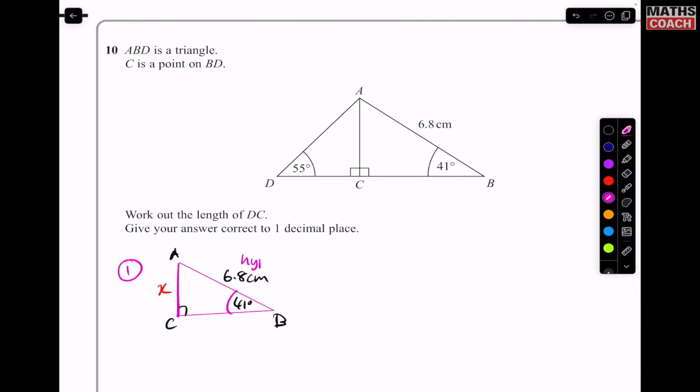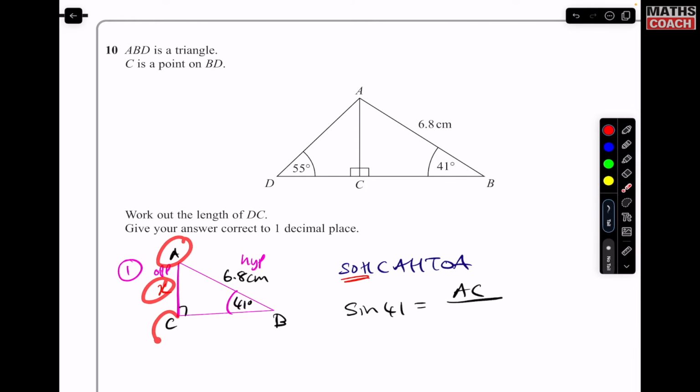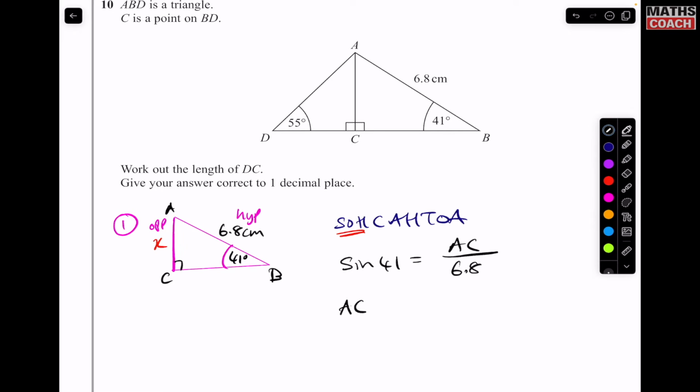What do I use to find that? Trigonometry. This would be the hypotenuse, and this would be your opposite. So if I use my SOHCAHTOA, what uses hypotenuse and opposite? It's sine. So I'm going to do sine 41 is equal to the opposite, which is x, or I can call it, by the way, AC. Probably easier, AC, because look, I can call it x or AC. AC over 6.8, and then I rearrange that in terms of AC, so I take the 6.8 and multiply it to the other side.